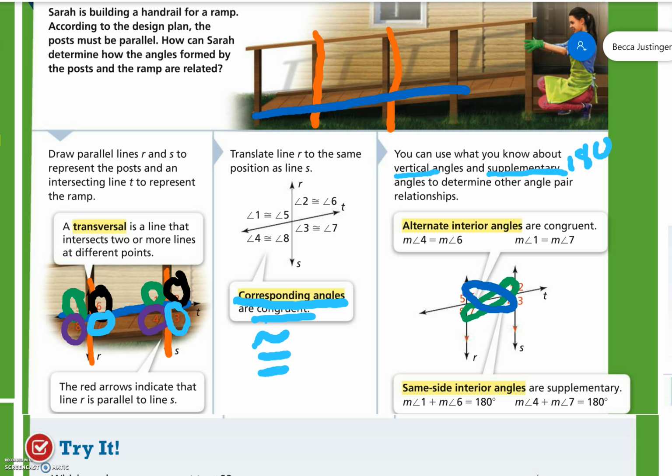Same side interior angles are supplementary. So angle 1 and 6 equal 180. They're not equal to each other. And 4 and 7 equal 180. They're also not equal to each other. They are supplementary. The reason being is because 7 is the same thing as 3, and 3 and 4 share the same line, which makes them supplementary.